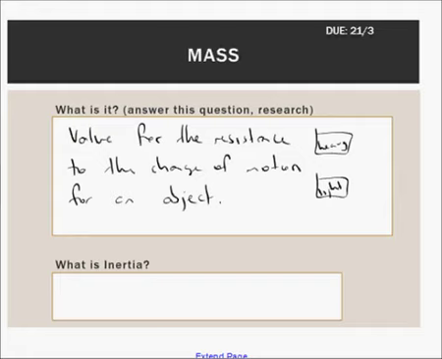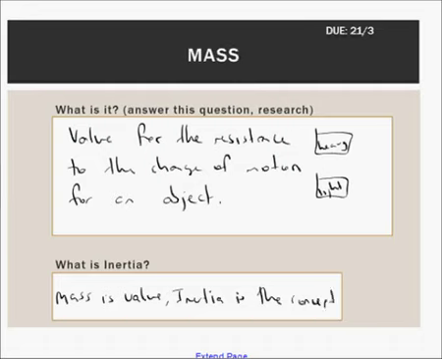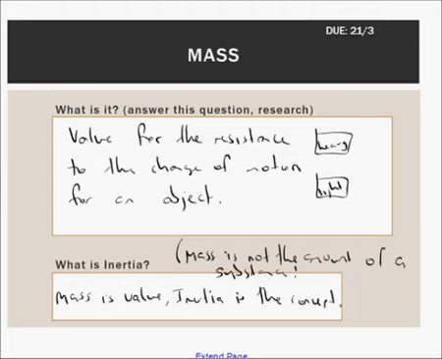What is inertia? Well, inertia is essentially the same thing as mass, except let's say mass is the value and inertia is the concept itself. One important thing here, mass is not the amount of a substance. Very important that. What is the amount of the substance? It is the mole. Chemistry.